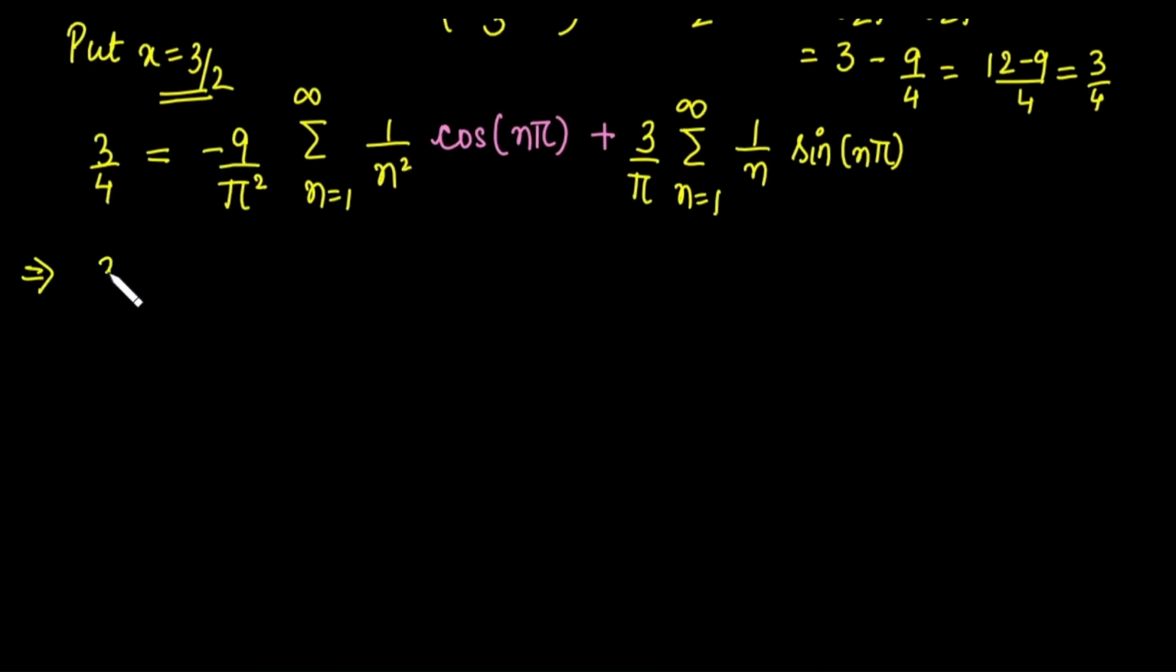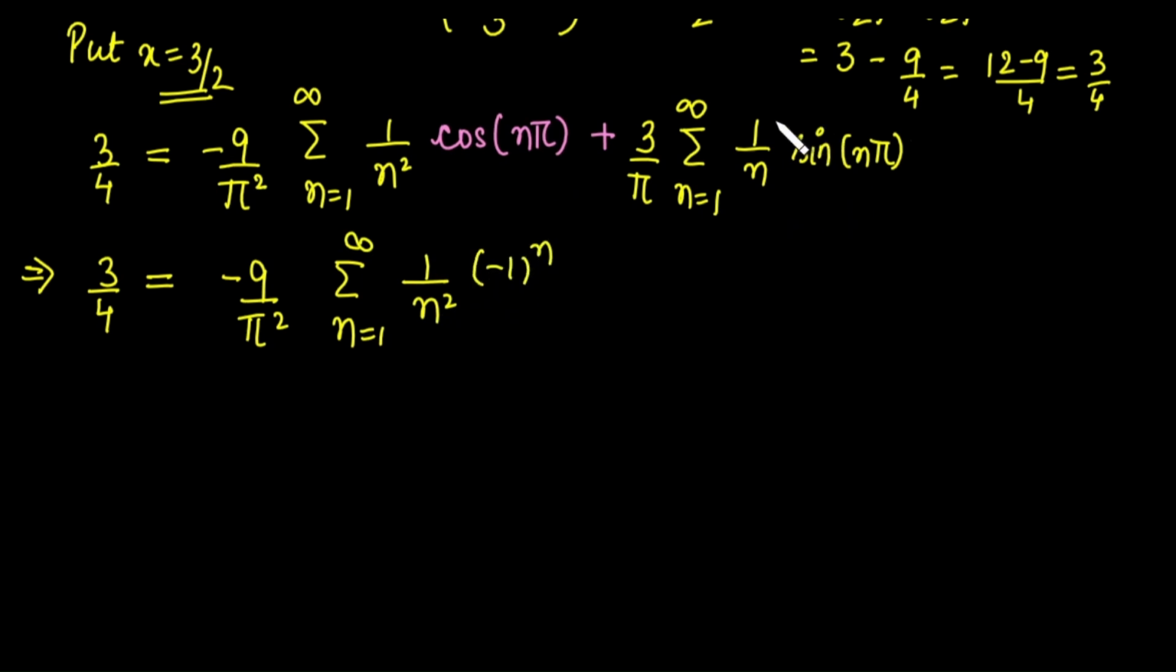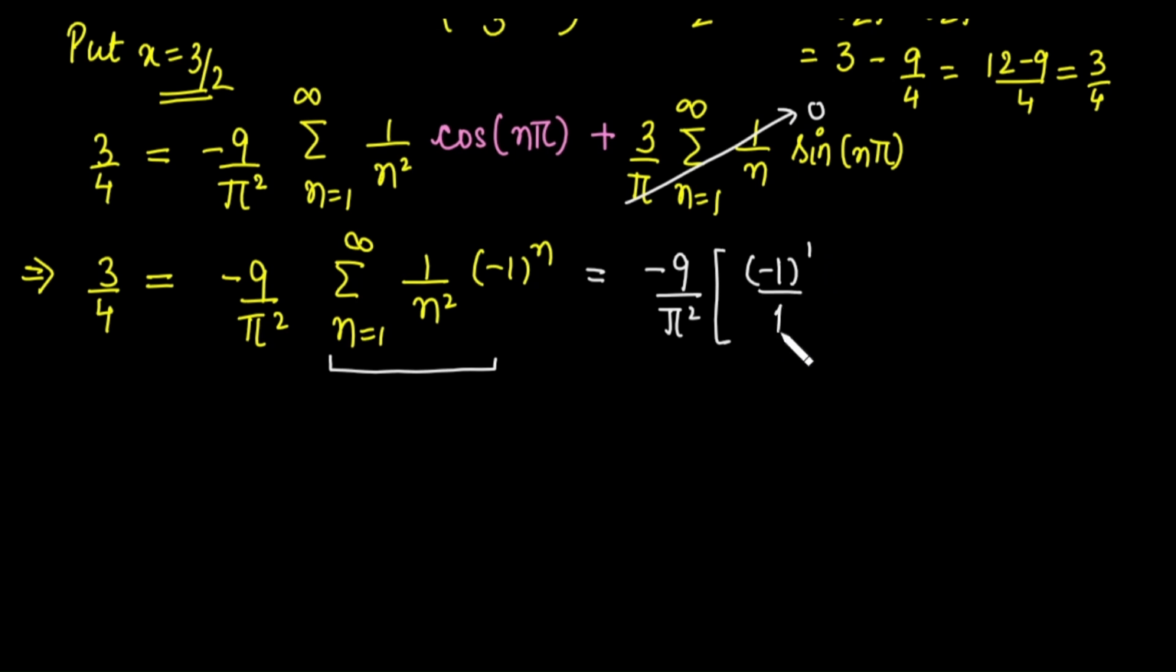This is equal to 3 by 4 is equal to minus 9 by pi square summation n from 1 to infinity 1 upon n square, and the value of cos n pi is minus 1 raised to power n. Sine n pi is 0. So 0 into something is 0. So this summation is equal to 0. Next, expand this summation. If you expand this one, we have 9 upon pi square as it is. Put n is equal to 1. We have minus 1 raised to power 1 upon 1 square plus n is equal to 2, that is minus 1 square upon 2 square plus n is equal to 3, minus 1 raised to power 3 by 3 square.